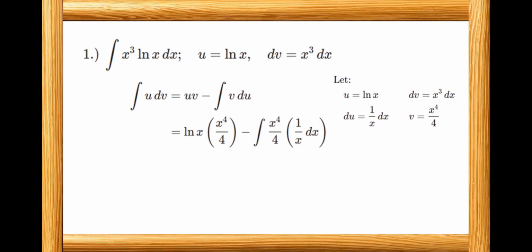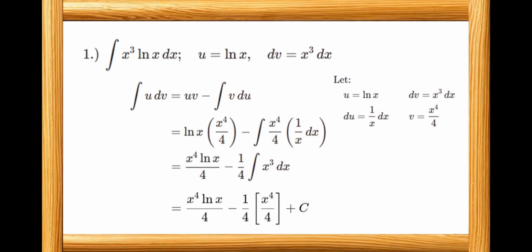In step 3, we need to substitute the values into the integration by parts formula. So we have ln x times x raised to 4 over 4 minus the integral of x raised to 4 over 4 times 1 over x dx. In step 4, we need to simplify the expression inside the integral. So we have x to the 4th times ln x all over 4 minus 1/4 times the integral of x cubed dx. In step 5, we integrate x cubed using the power rule. So we have x to the 4th ln x all over 4 minus 1/4 times the quantity x to the 4th all over 4, plus c.